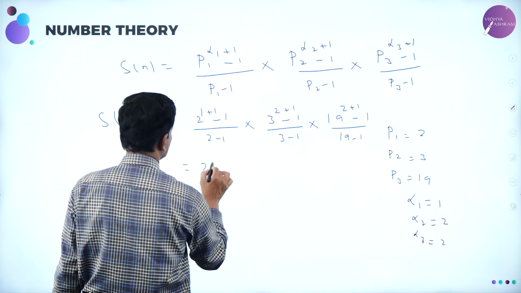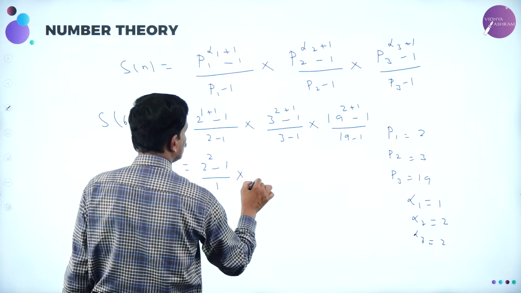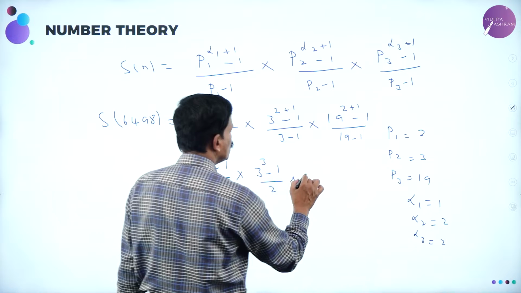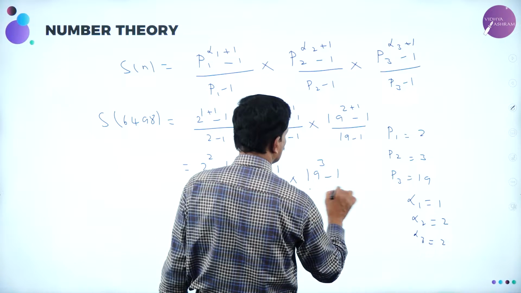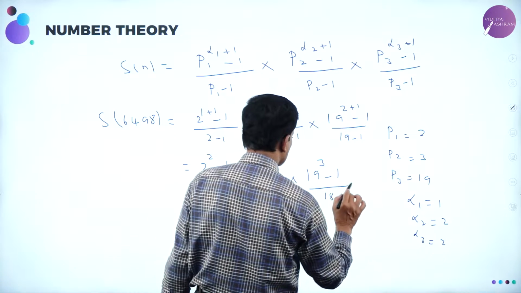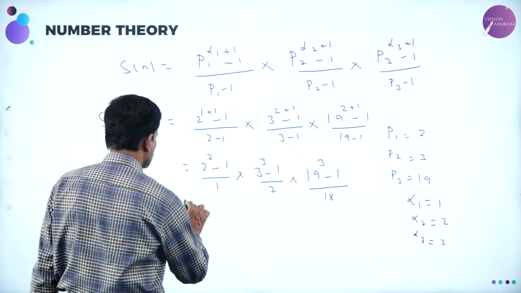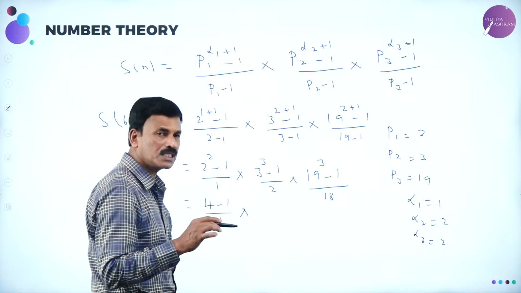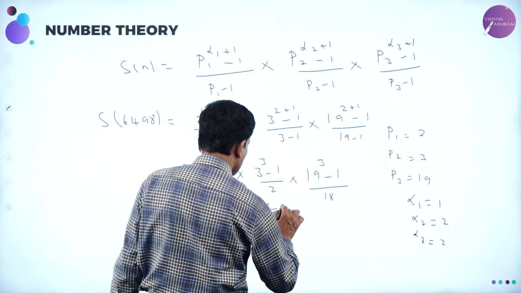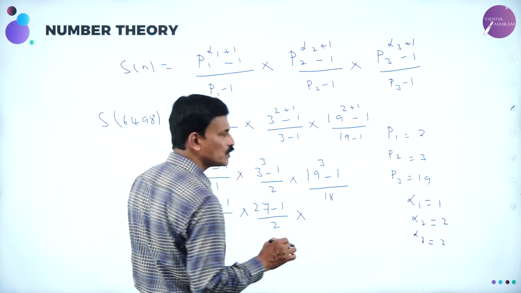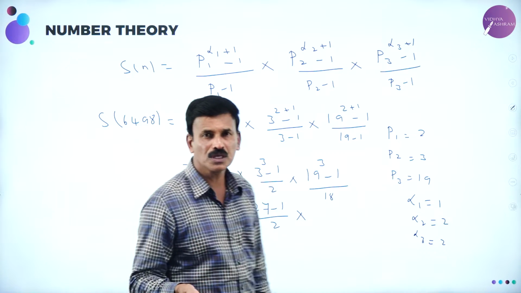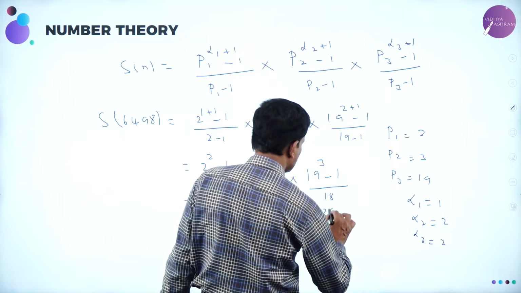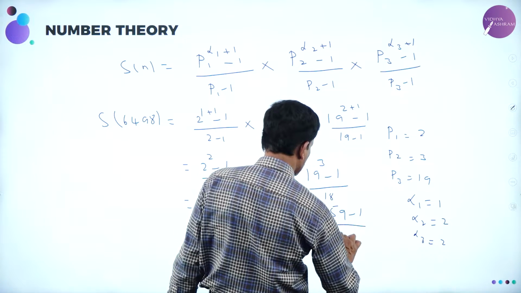So this is equal to (2 to the power of 2 minus 1) by 1 into (3 to the power of 3 minus 1) divided by 2 into (19 to the power of 3 minus 1) divided by 19 minus 1, which is 18. I'll simplify this. 2 square is 4 minus 1 divided by 1, into 3 cube: 3 3s are 9, 9 3s are 27, minus 1 divided by 2, into 19 cube: 19 into 19 into 19 is equal to 6859, 6859 minus 1 divided by 18.